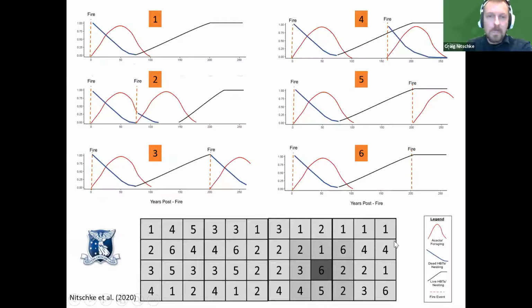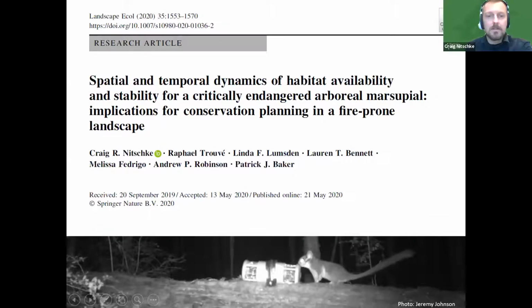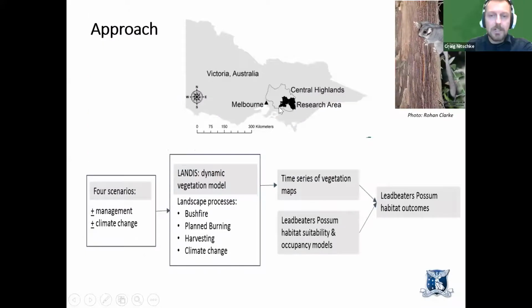And that brings me to the paper that we published this year on looking at how do we consider these dynamic environments in our conservation planning. So this study took place in the Central Highlands region of Victoria, in this little black butterfly-looking shape here. This is around a 280,000 hectare landscape.